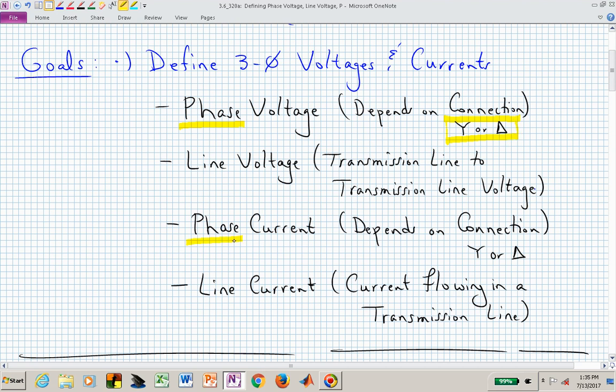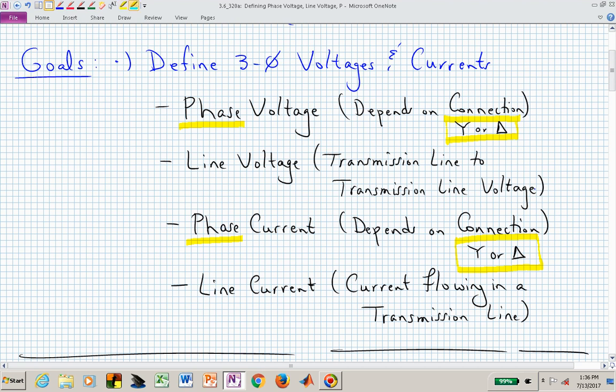The other side to that is a phase current, and that also depends on whether you are in a Y or delta connection or configuration for the source or the load. And that's what I want you to remember. Anytime somebody tells you phase, then you need to be alert to how that particular load or source has been connected. Is it a Y connection or a delta connection? And that will impact what we are calling the phase voltage or the phase current in those situations.